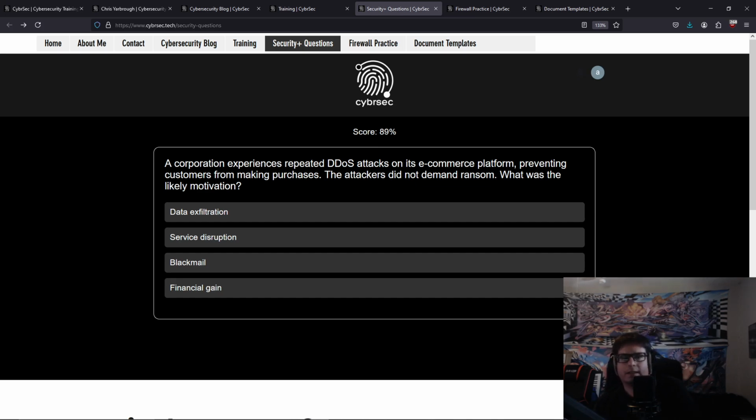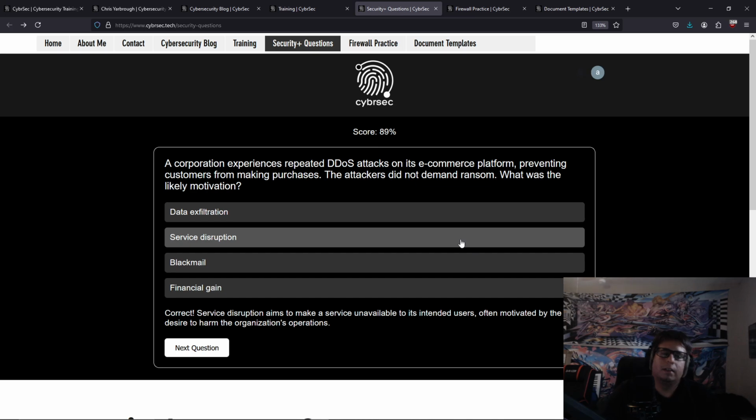A corporation experiences repeated DDoS attacks on its e-commerce platform, preventing customers from making purchases. The attackers did not demand ransom. What was the likely motivation? Service disruption. Correct. Service disruption aims to make a service unavailable to its intended users, often motivated by the desire to harm the operations.